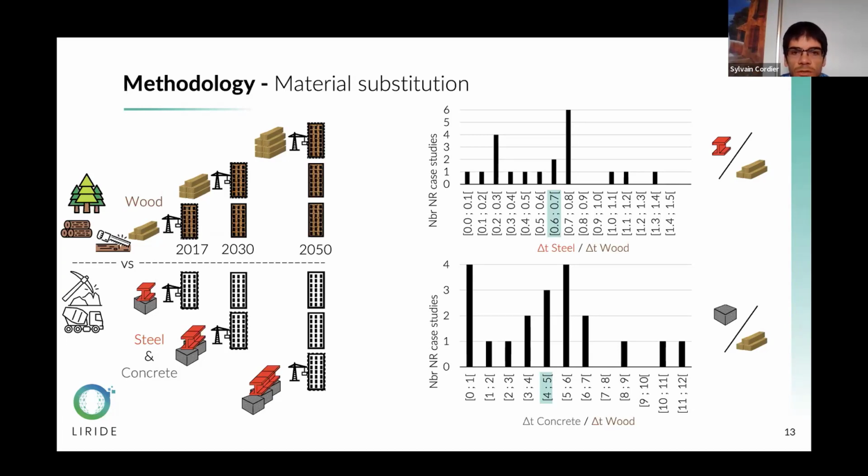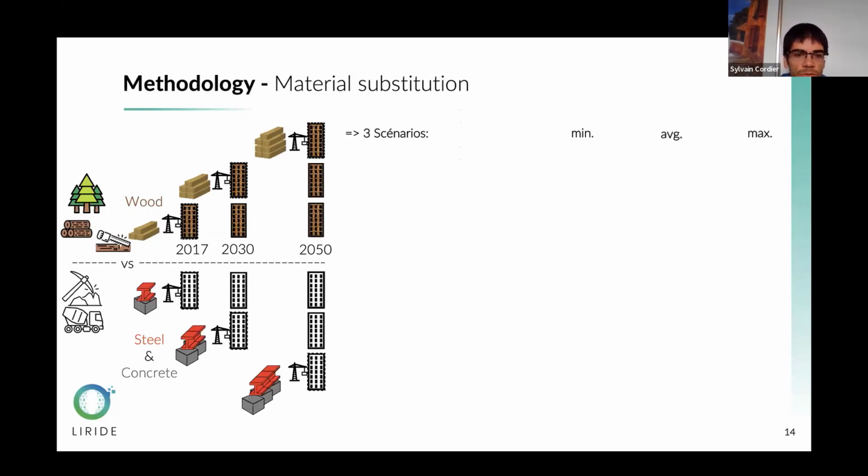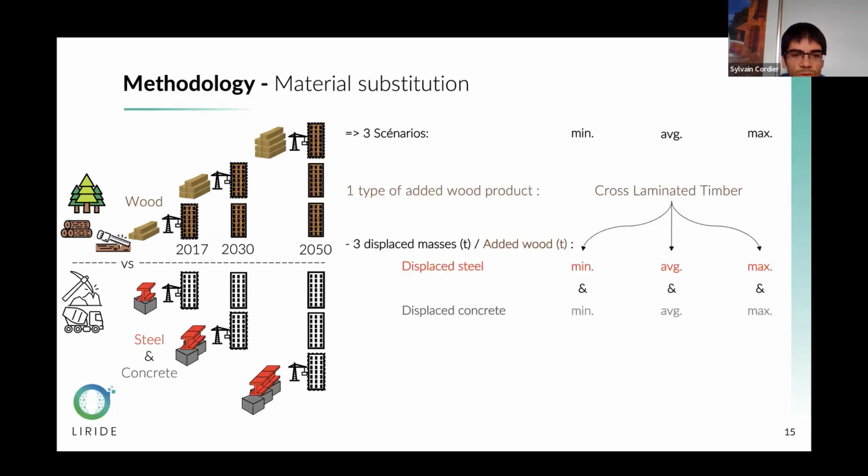And you can see that on average, for steel, 0.6 ton of steel is displaced per ton of wood, and for concrete, on average it was 4.5 tons of concrete displaced per ton of wood. So less displacement for steel. In the next slide, there are three scenarios: the minimum, the average, and the maximum scenario. Next slide, please. There are three amounts of steel and concrete that are displaced.